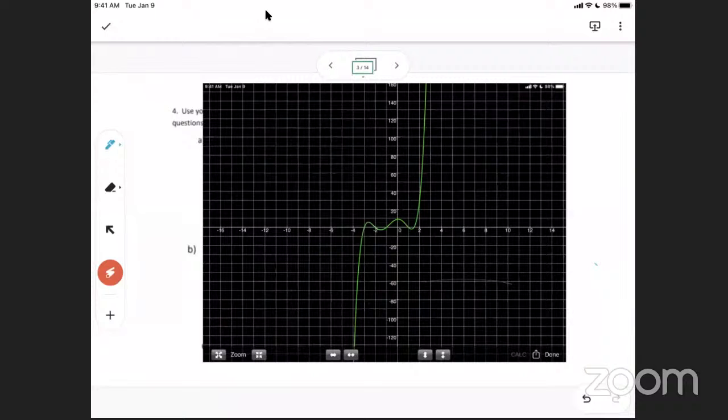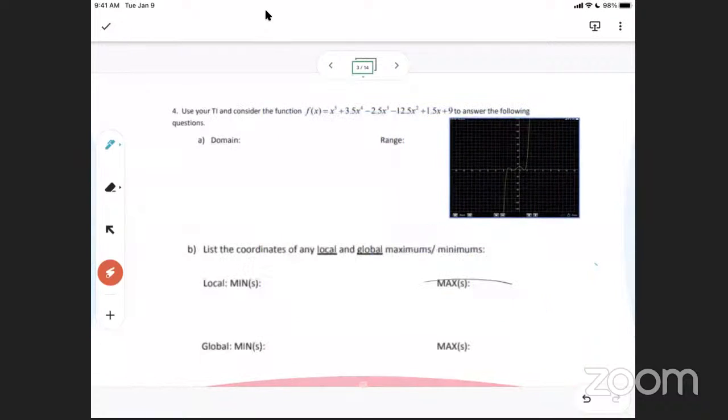And for the range, I do the same thing, but I start on the bottom and I do horizontal lines. Is this line going to touch the graph somewhere? Yep. Am I ever going to say it doesn't touch? No. Never. So the domain and range are all real numbers.